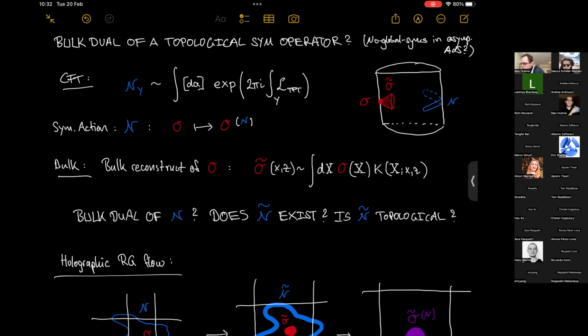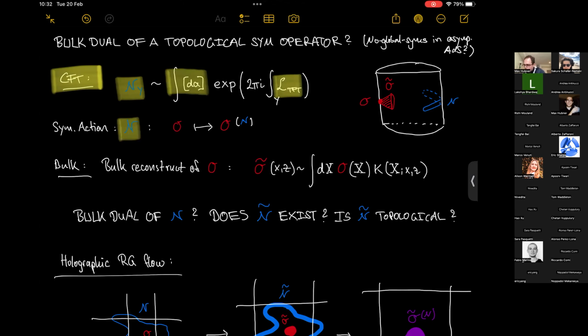So now the more modern starting point is, we'll start in the CFT, and we'll have some topological symmetry operator N, which I've schematically written like this. It's supported on a submanifold Y. It has some TFT living on it, as characterized by this Lagrangian say, and then there's a path integral over the field of the TFT. I'm going to denote the symmetry action of N on an operator O as sending O to O superscript N.